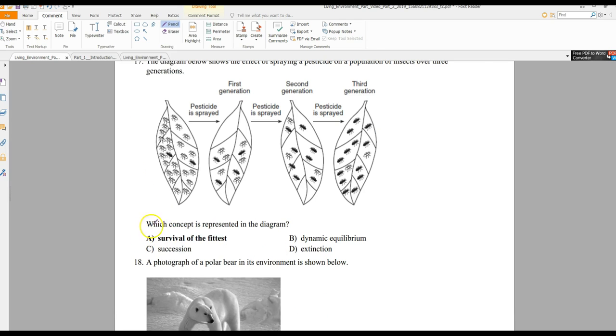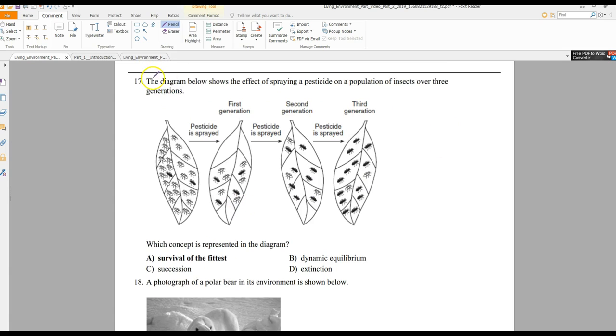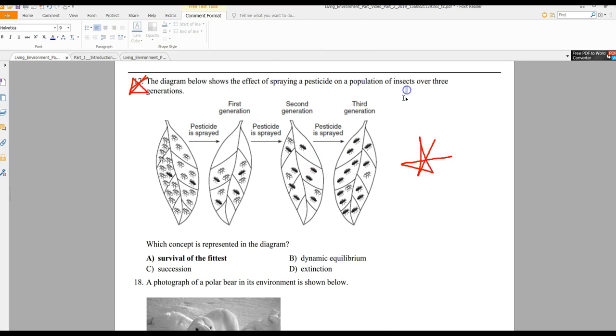Next, again, survival of the fittest. Put a star next to this number. Rewind this a couple of times. This is very important. This has to do with pesticides, animals surviving, organisms surviving pesticides, and antibiotics.